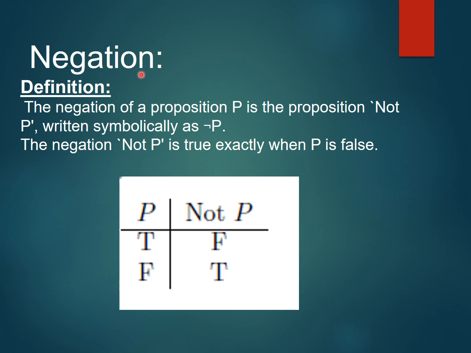Next is negation. The negation of a proposition P is the proposition not P, written symbolically as not of P. The negation not P is true exactly when P is false. Look at the truth table of negation. As a single proposition is involved, there are only two possibilities, true and false. Not P is false when P is true, and not P is true when P is false. It is the opposite of P, so it is known as negation.